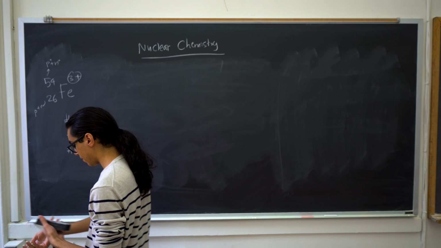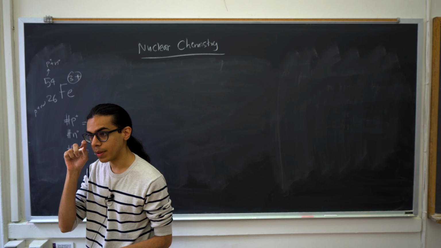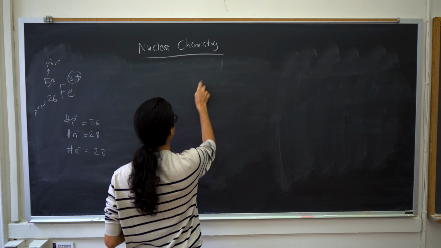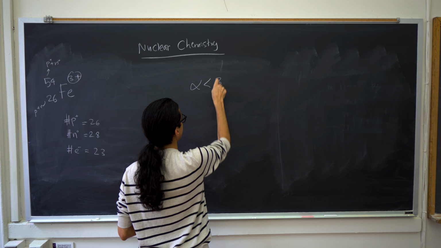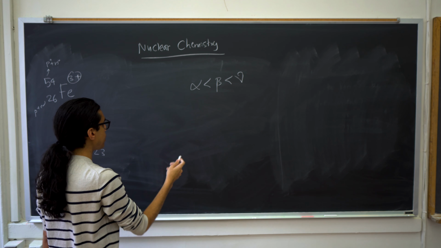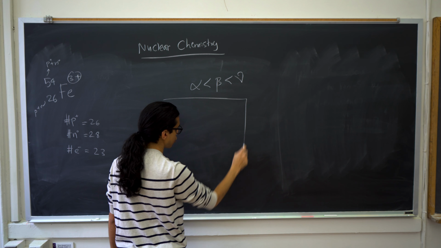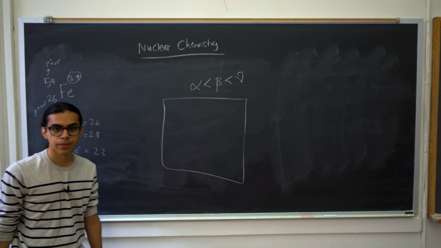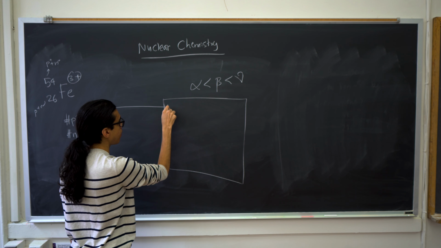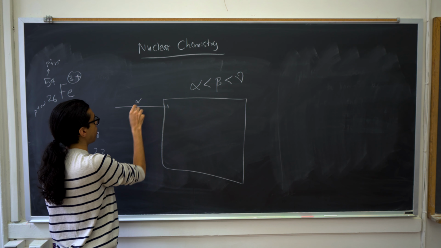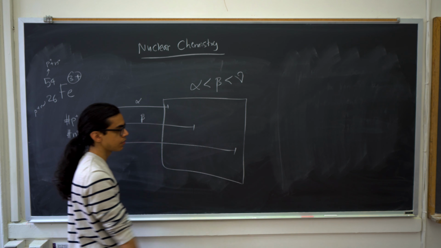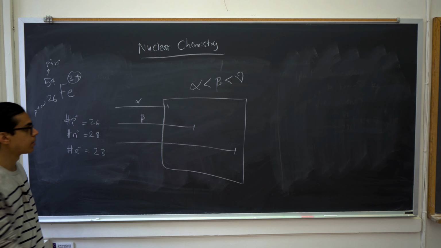Some qualitative stuff. You have the three kinds of emissions, right? Alpha, beta, gamma. Alpha has the least penetrating power. Beta has the next highest penetrating power, followed by gamma. Which means if you have a big chunk of material and you shoot alpha particles at it, it will only travel a very small distance and then come to a stop. Beta particles will travel a longer distance before coming to a stop, and gamma particles will travel a much larger distance before coming to a stop.